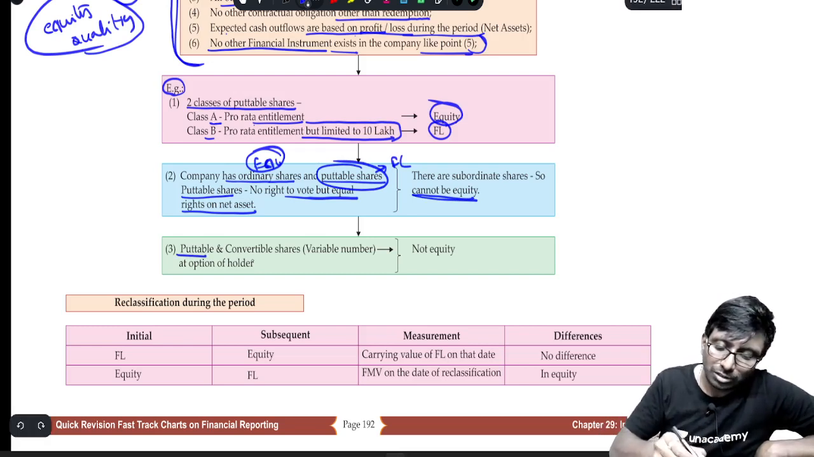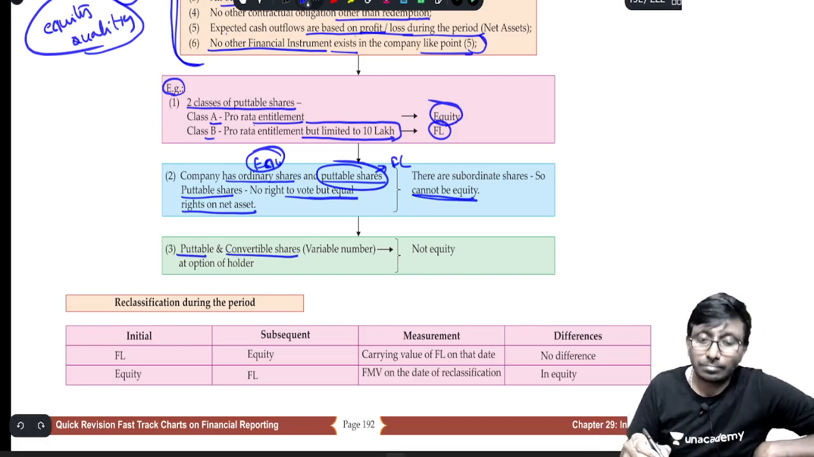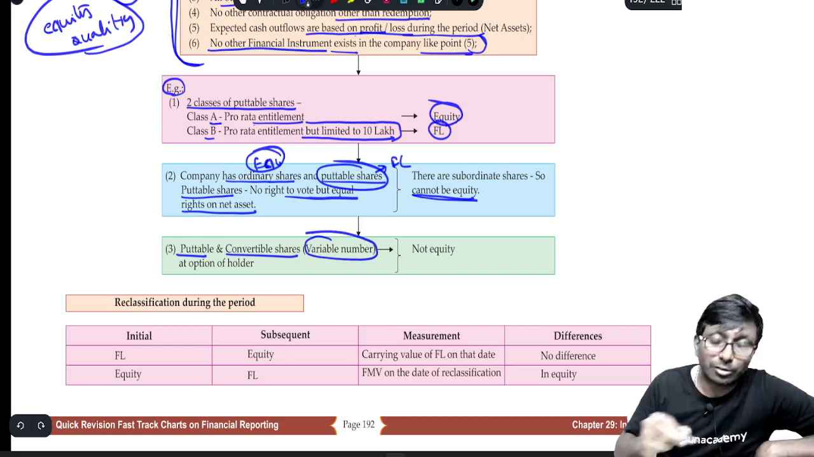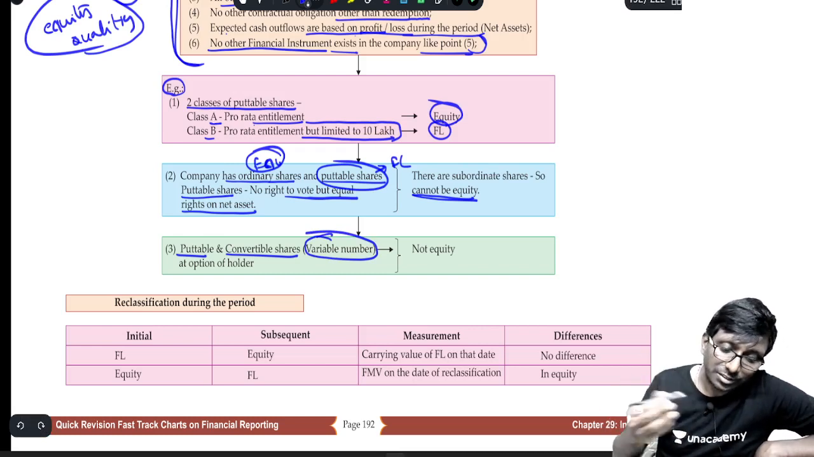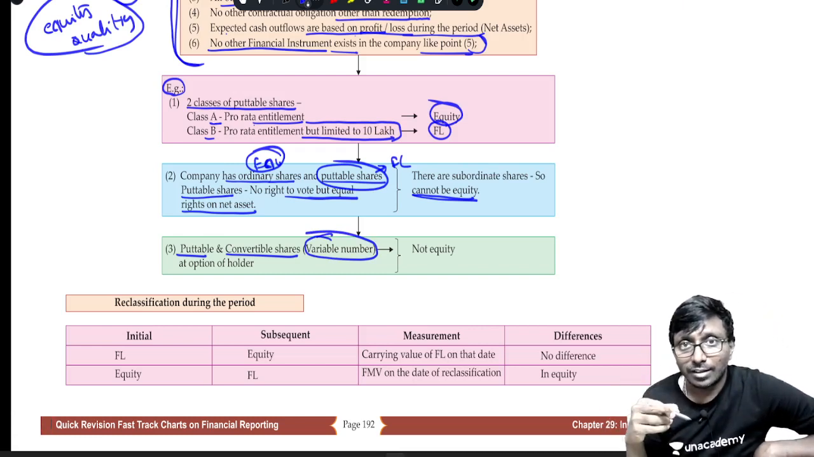Next, putable convertible shares, convertible into variable number of equity. It's going to be converted into equity shares. First reason, we will convert you into equity means there is one more class.